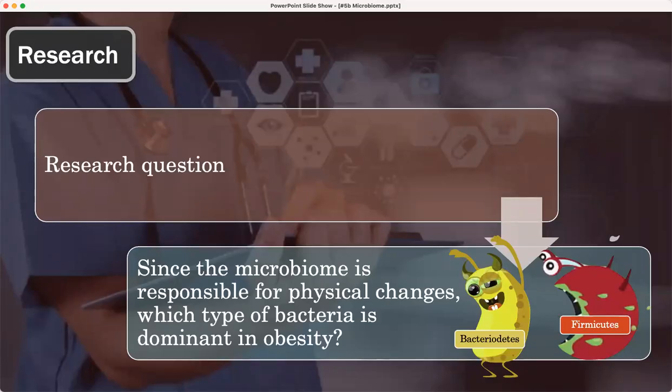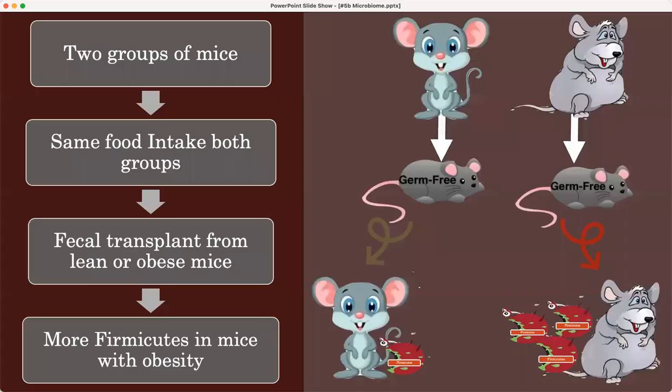So their next research question, since the microbiome is responsible for all these physical changes, what type of bacteria is dominant in obesity? And I guess you can guess, since I've already talked about it. You have your choice of Bacteroidetes or Firmicutes. So to prove this, they took two groups of mice. They had the same intake, and they had a fecal transplant from either the lean mouse or the obese mouse. And they found that there was more Firmicutes in mice that had obesity.